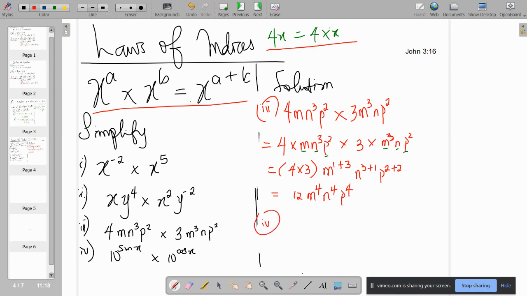So the fourth one now, which is a very, very simple case, we have 10 raised to power sine x times 10 raised to power cos x. So it's just the same way, it's still making use of what we have here. Since the bases are equal, what you just need to do is to add the indices. That will be 10 raised to power sine x plus cos x.